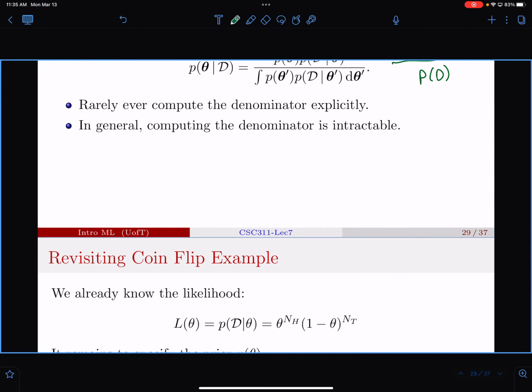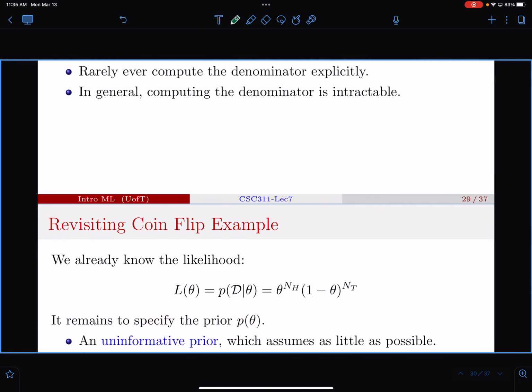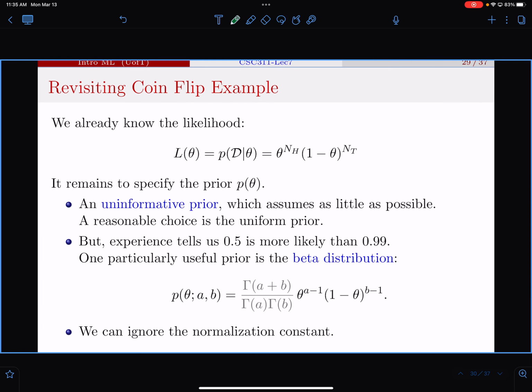So to be more concrete, we'll revisit the coin flip example. Here we already know the likelihood, so we already know the probability of the data given the theta value. From last time, it's equal to this because we're assuming the flips are independently and identically distributed, so you can multiply a bunch of theta and 1 minus theta terms together. The tricky part of Bayesian modeling is you have to choose a prior, and it's not quite a science. You have some assumption on how the world might work or how your distribution might work, and then you choose a prior to fit that.